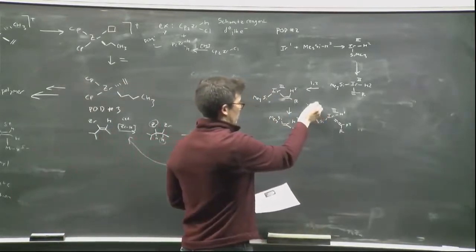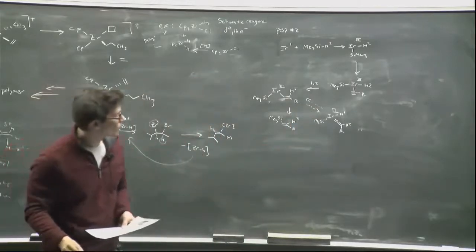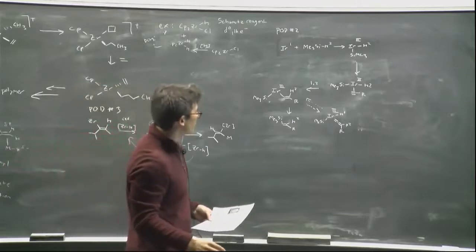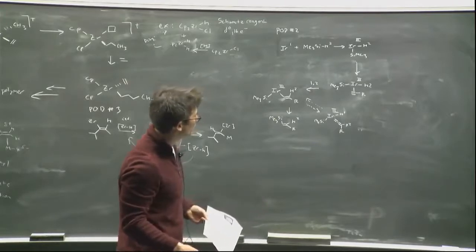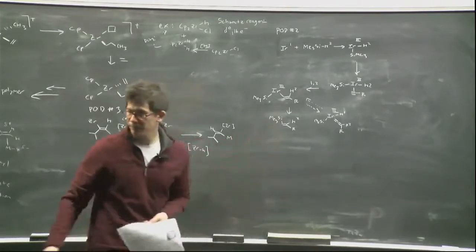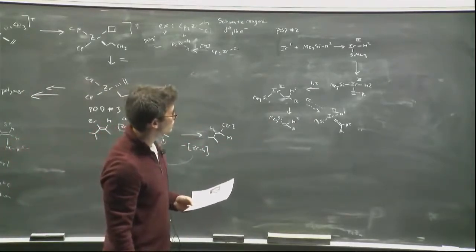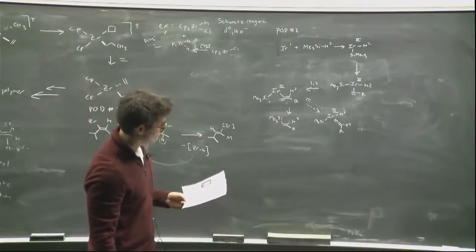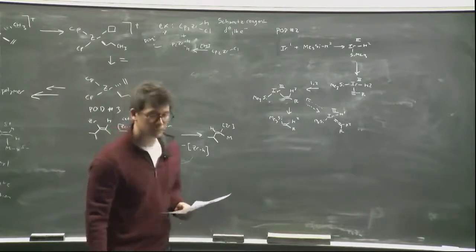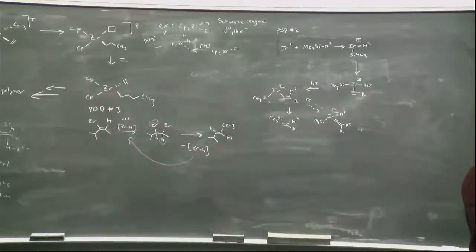If I understand correctly, your proposal would be that this would be in equilibrium. Yeah, but still, that should give us the favored products. This would give the trans product. Why do you think it would give the trans product? Because this is the more stable intermediate. Yeah, that's another reasonable proposal.